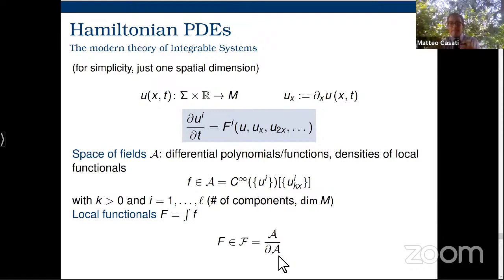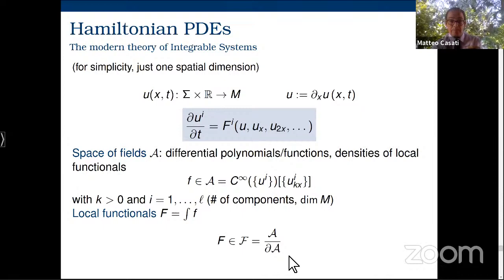The idea in the background is that if you have functions that vanish at the boundary, or at infinity, on the space, then you can integrate by parts without taking boundary values into account. Or if you are working, as many of the early people did, with periodic functions, you don't have boundary terms, and then your integral operation allows you to integrate by parts. Integration by parts is what characterizes your space of local functionals.